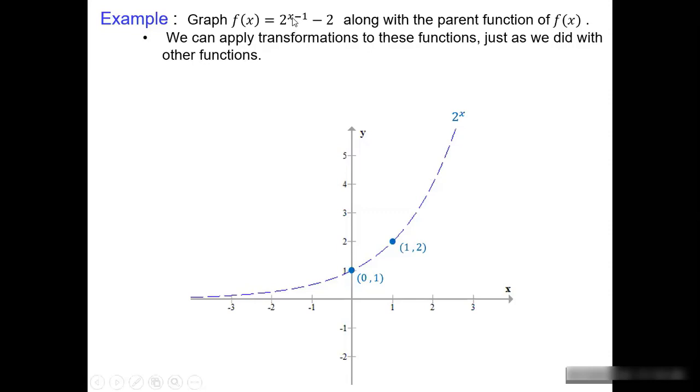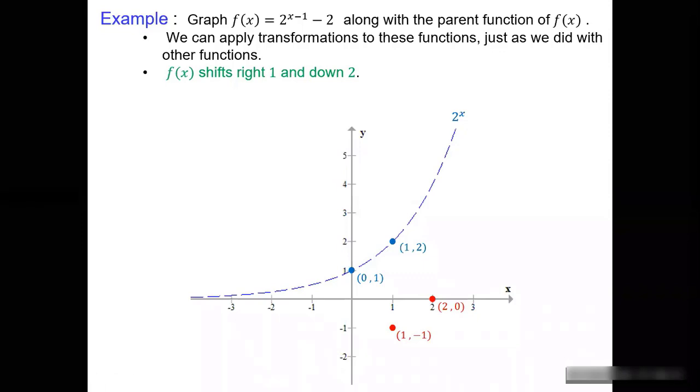So we should recognize that because 1 is being subtracted directly from x, this is causing me to move right 1, and subtracting 2 from the end of a function is causing me to move down 2. So we're going to take each of these individual points and shift them right 1 and down 2. If we take the y-intercept and shift right 1 and down 2, we now get this new point at 1, -1. And if we take the point at 1, 2 and shift it right 1 and down 2, we get the new point at 2, 0.